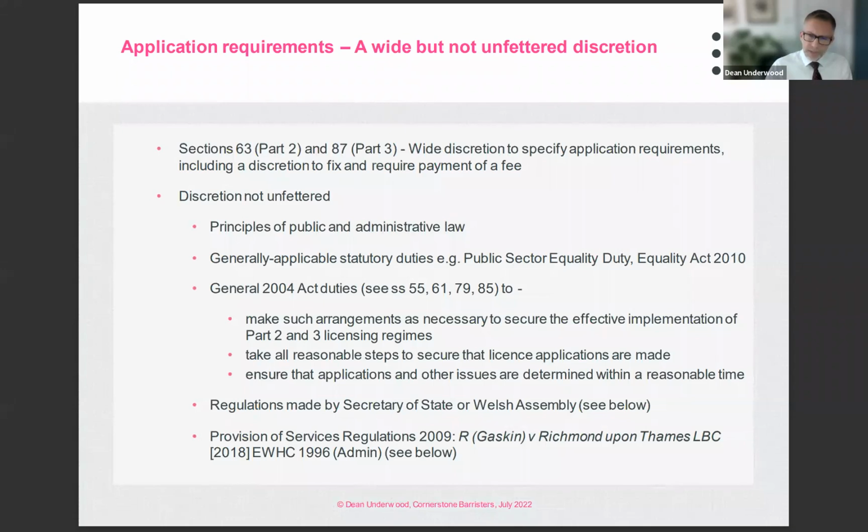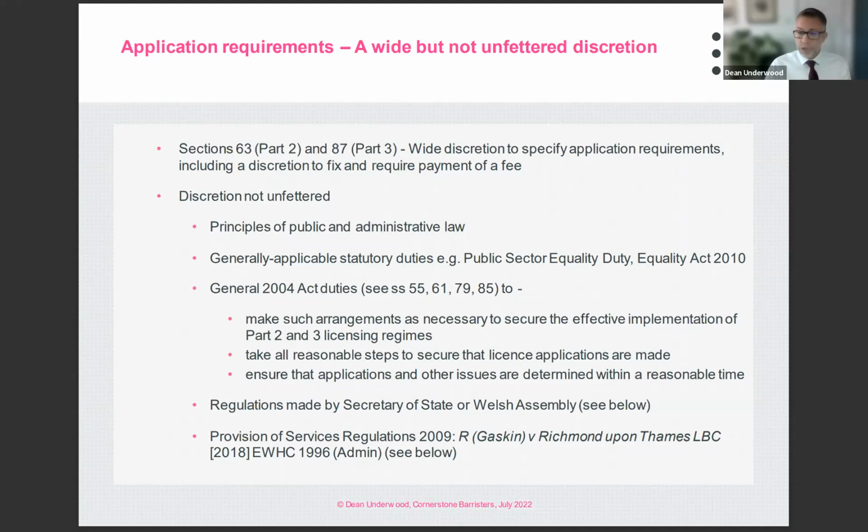Secondly, the discretion has to be exercised in accordance with generally applicable statutory obligations and duties. So, for example, those under the Equality Act 2010. Taking the 2010 Act as an example, the requirements therefore cannot discriminate against an applicant by reason of a protected characteristic, such as a disability or age. And the authority must, when requirement setting, comply with the public sector equality duty when specifying its requirements.